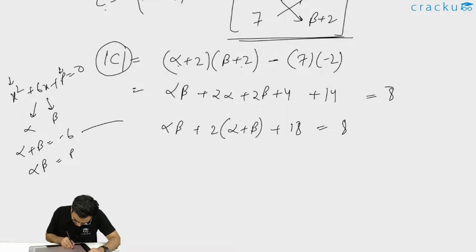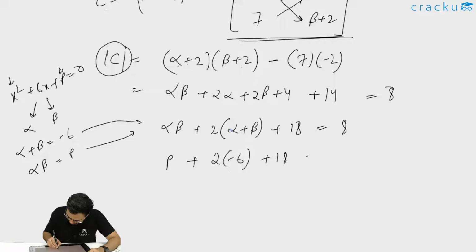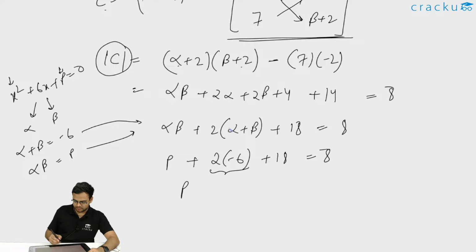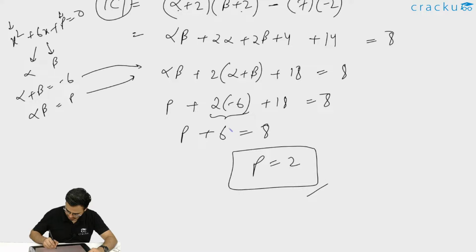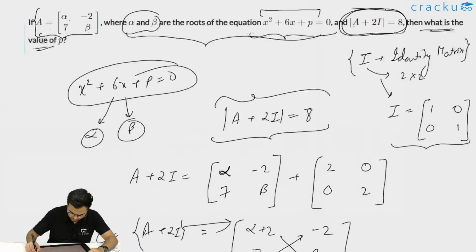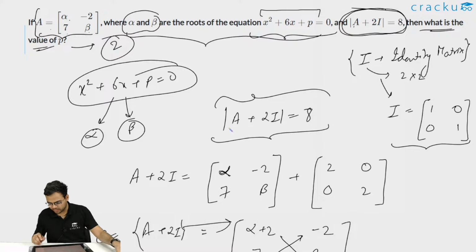We will substitute these values in this equation. So alpha beta is p plus 2 into alpha plus beta, which is minus 6, so 2 into minus 6, plus 18 is equal to 8. So p plus this will be minus 12, and 18 minus 12 is plus 6. So p plus 6 is equal to 8 and we get p is equal to 2. The question was asking for the value of P only. Therefore the value of P is 2. This means the answer of this question is 2. If you have any doubt in this question, you can ask now.